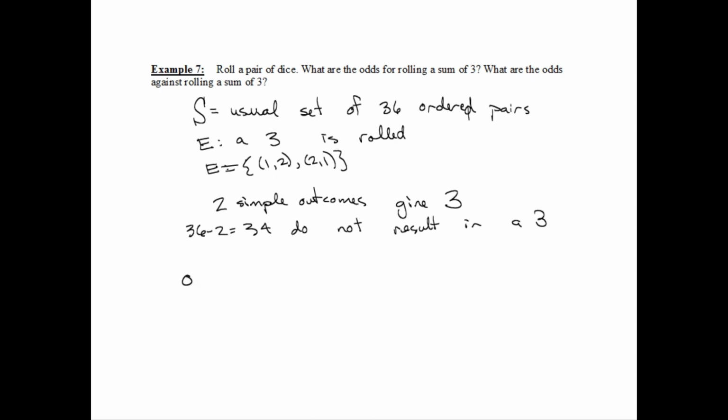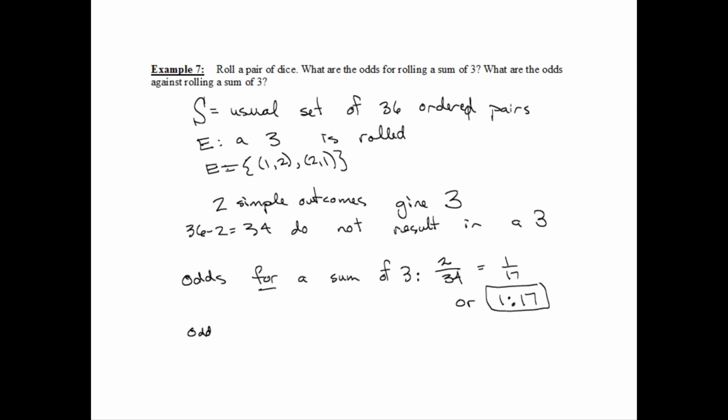So our odds for getting a 3 are going to be 2 to 34, or that'll be 1 to 17. So we'll usually write that as a ratio like this, 1 to 17. That's odds for a sum of 3. Remember, if it's odds for, the event comes first, the complement comes second.